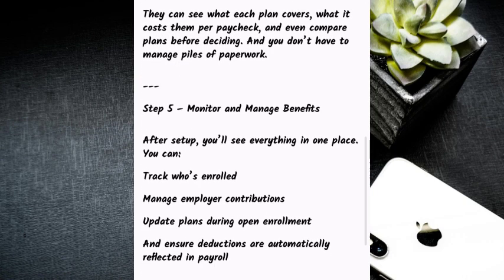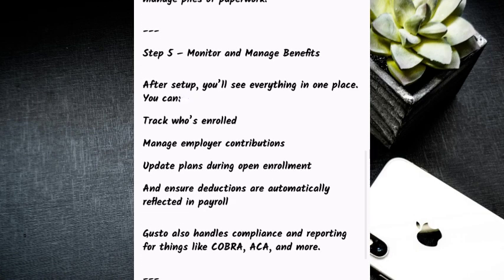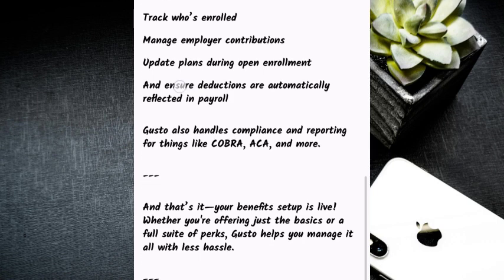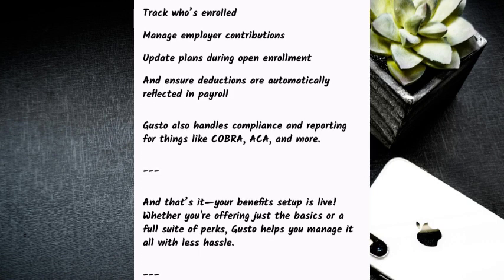Step five, you can monitor and manage benefits. Now after setup, you'll see everything in one place where you can track who enrolled, manage employer contributions, update plans during open enrollment, as well as ensure deductions are automatically reflected in payroll. Now Gusto also handles compliance and reporting for things like COBRA, ACA, and more, so you don't have to worry about those. And yeah, that's it. Your benefit setup is live.